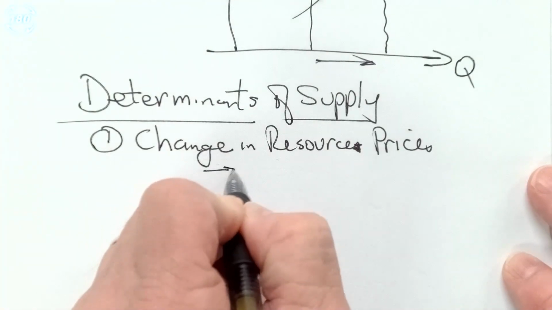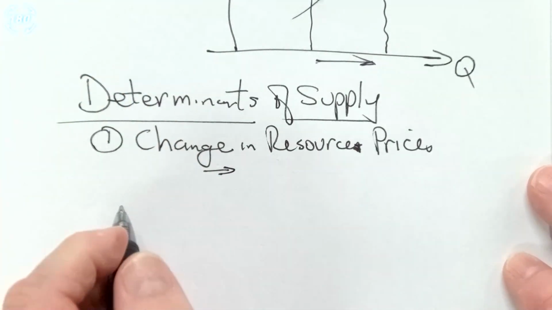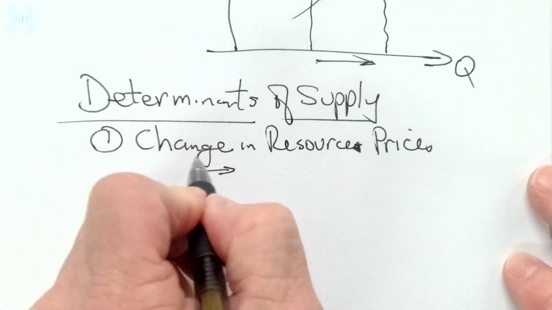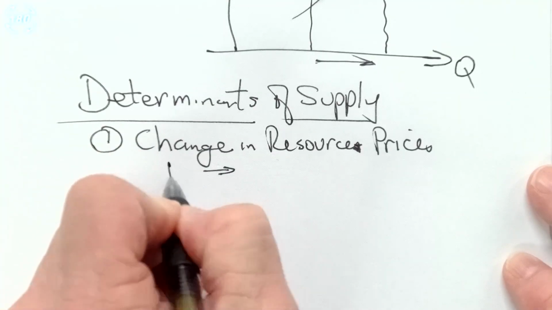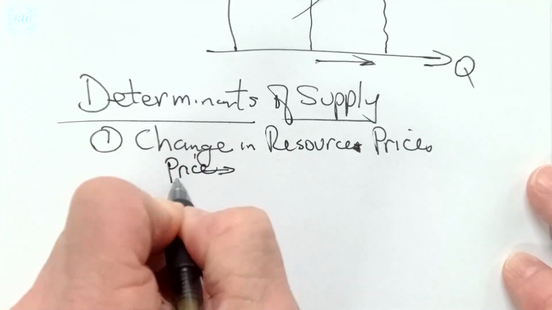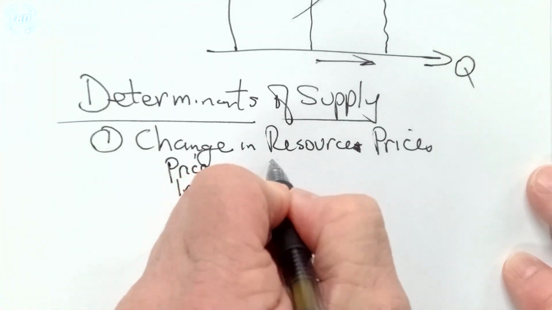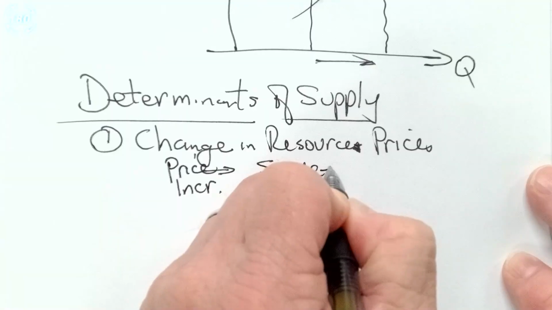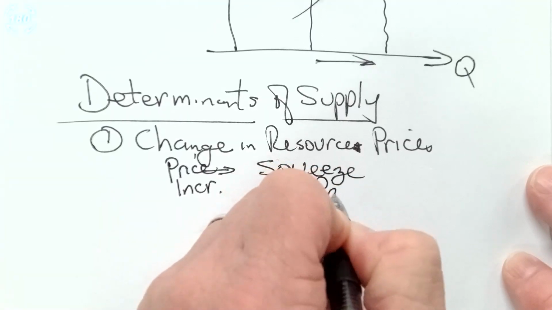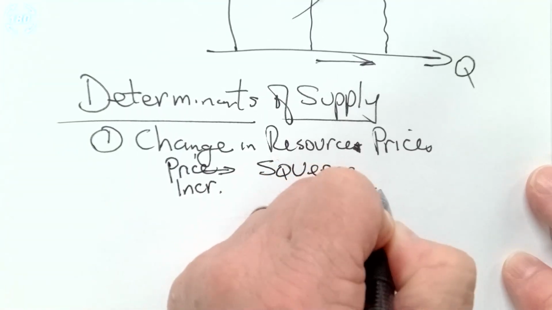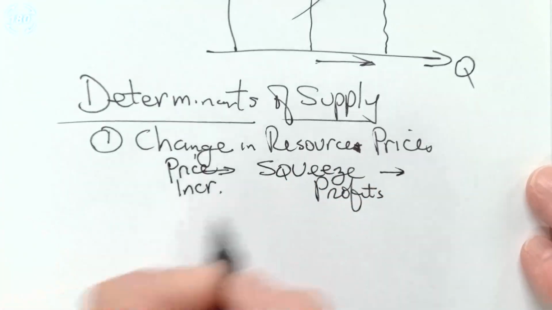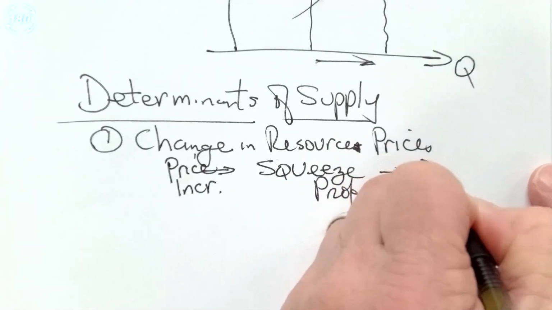So I guess, simply, I won't write a description on each one of these. But when I say a price increase, a price in a resource increases, this squeezes profits. And if profits are squeezed, if you're a home builder, say, you're going to get out of home building. So this would decrease supply.